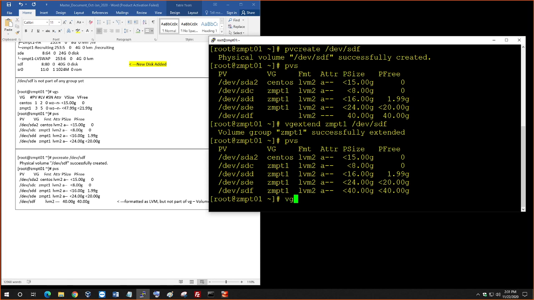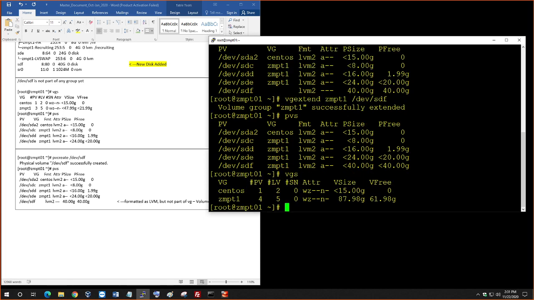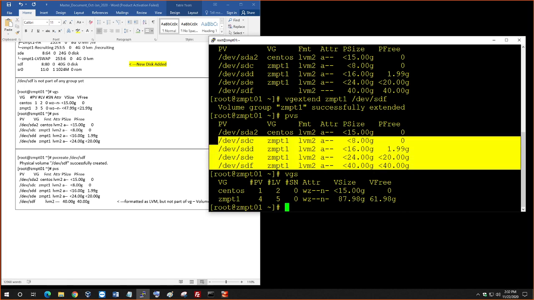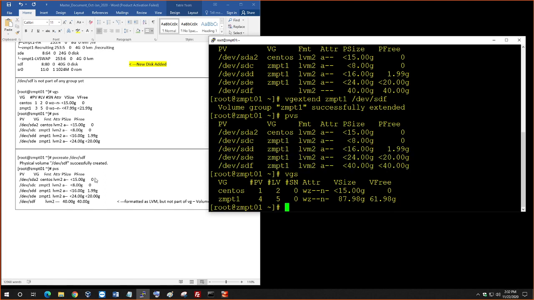And now if you do vgs, the size of the volume group is, how much is this? 88 gigabytes, out of which 62 gigabytes is free. Where is the total coming from? The total is the total of all these drives, four drives actually: SDC, SDD, SDE, and SDF. Okay.